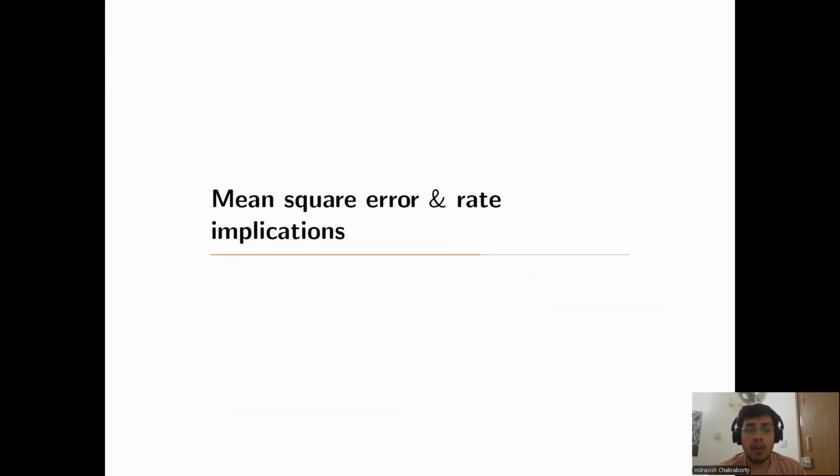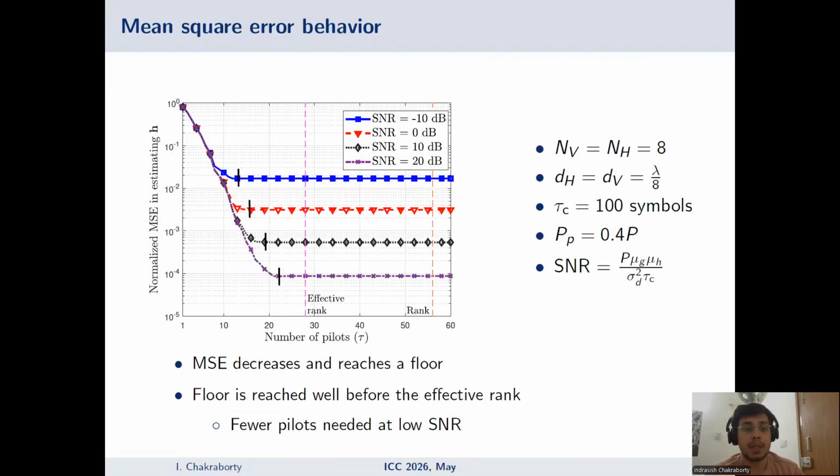Now let us look into some numerical results. First, we will give numerical results related to the mean square error behavior of our scheme. Then we will move on to our rate implications.